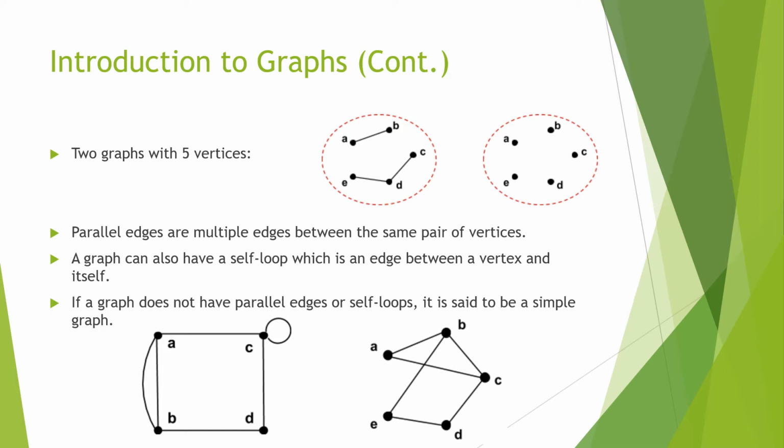If a graph does not have parallel edges or self loops, it is called a simple graph. This is a simple graph because you cannot find any self loops or parallel edges in this graph.